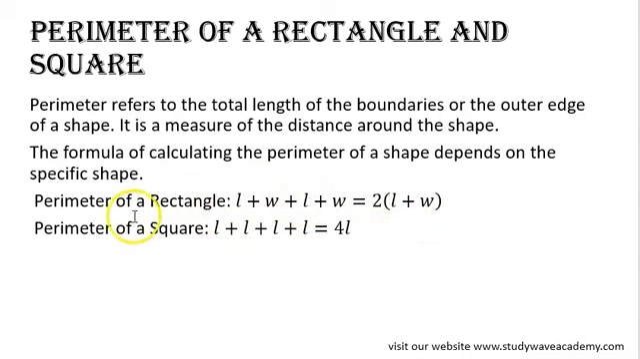Now, the formula for a square in solving the perimeter is length plus length plus length plus length, or it can be written as 4L. Do we understand that? Good. So these are the formulas we're going to be using to solve for our rectangle and our square. Remember, each shape has its own formula, and we have the rectangle formula here and the square formula.